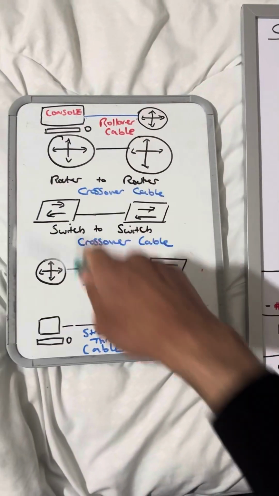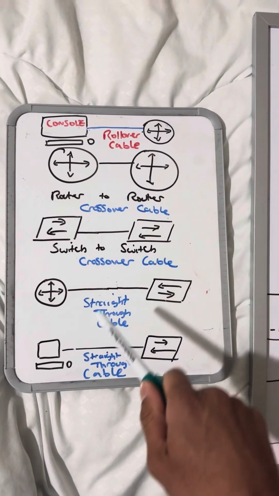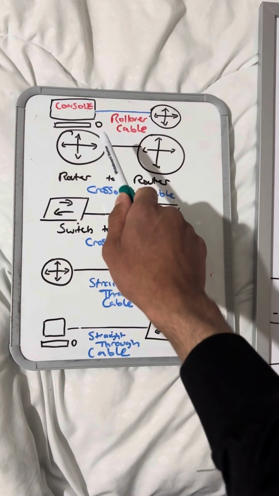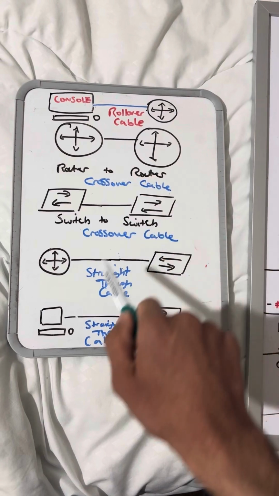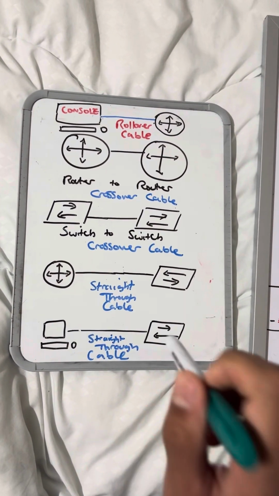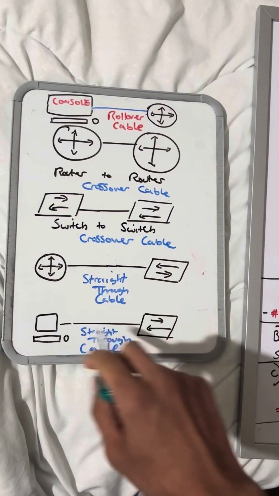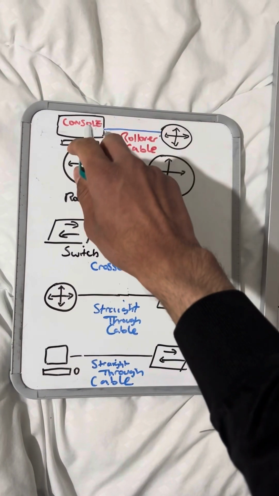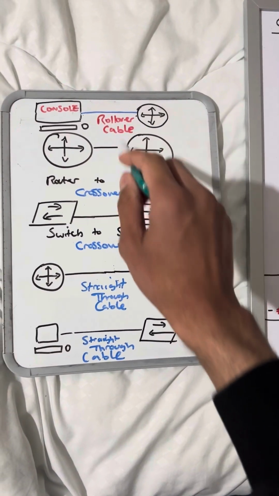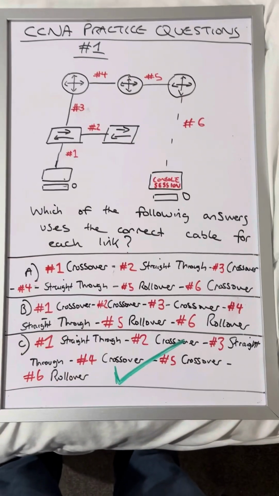And again, this is very important to remember. This is very important to know. Router to router and switch to switch use crossover connections. Router to switch and switch to PC use straight through. And a console session from a PC to a router uses a rollover cable connection. So well done if you got the question right.